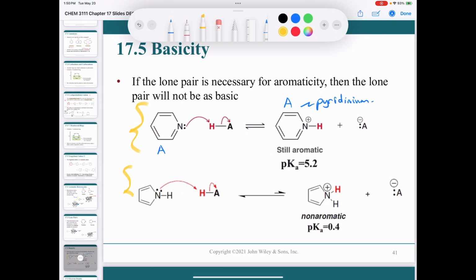If pyrrole was to accept the proton, we go from pyrrole, which is aromatic, and if we were to make a pyrrolidinium ion, I guess is what this would be called, it becomes non-aromatic. So now we have something that's non-aromatic. Well, why is it non-aromatic? Because now this nitrogen is sp3 hybridized. It has no p orbital.